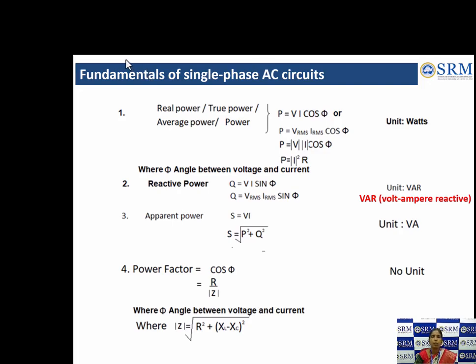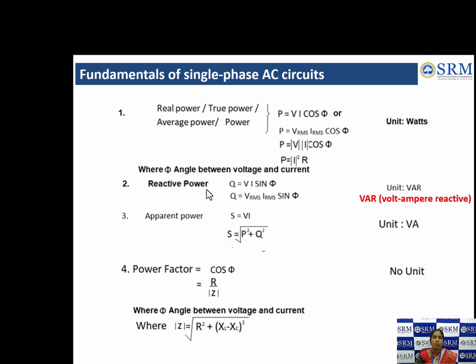So what do you mean by real power? Real power is the true power, or we can call it average power or simply power, which is denoted by capital P. The formula for power is voltage into current multiplied by cos phi, or we can write it as Vrms Irms cos psi, or in terms of magnitudes, |V| |I| cos psi, or in terms of only current and resistance, |I| squared R. The unit of real power is watts, where phi is the angle between the voltage and current.